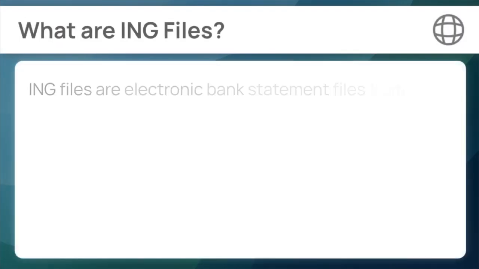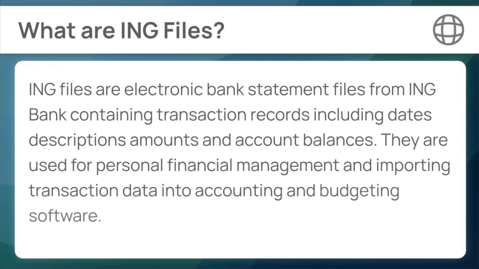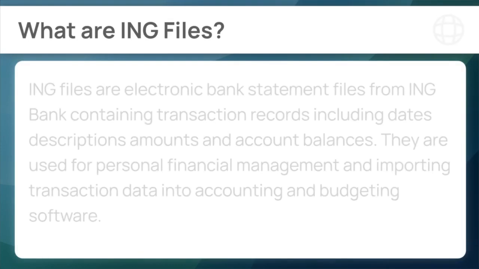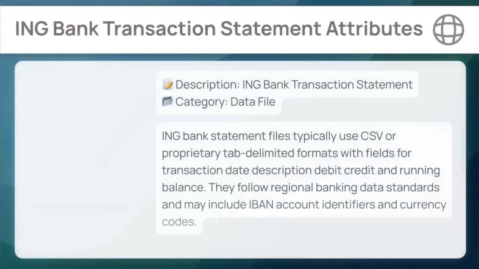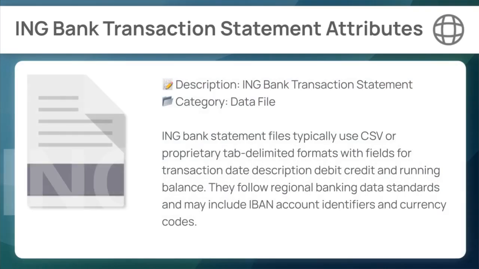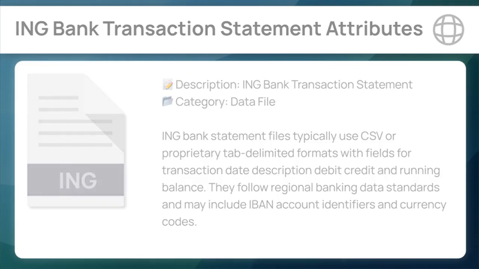ING files are electronic bank statement files from ING Bank containing transaction records including dates, descriptions, amounts, and account balances. They are used for personal financial management and importing transaction data into accounting and budgeting software. ING bank statement files typically use CSV or proprietary tab-delimited formats, with fields for transaction date, description, debit, credit, and running balance. They follow regional banking data standards and may include IBAN account identifiers and currency codes.